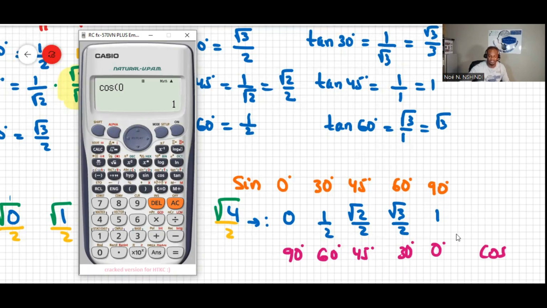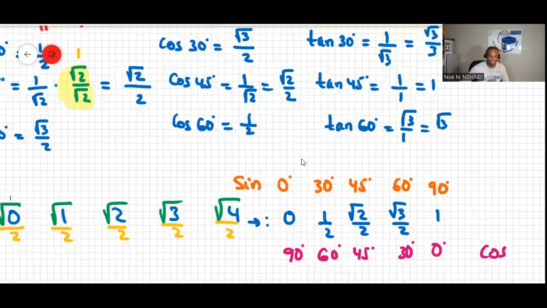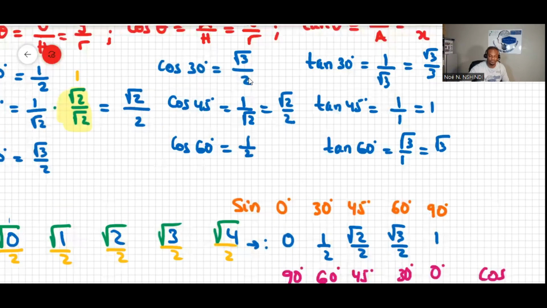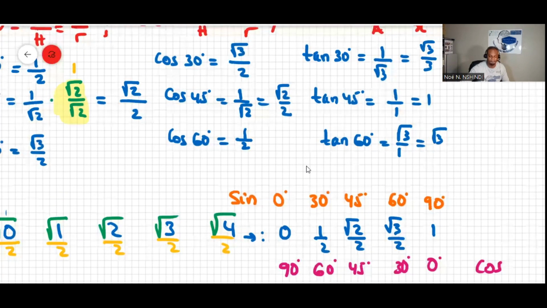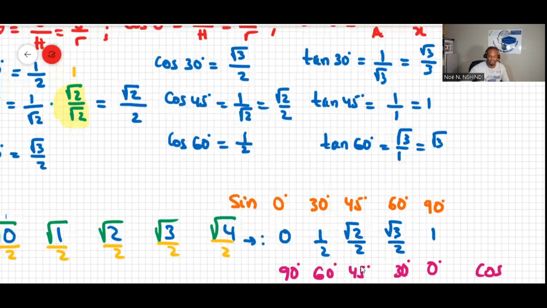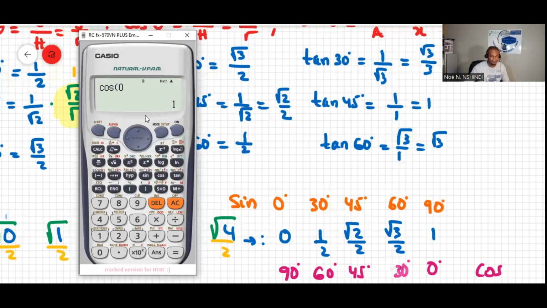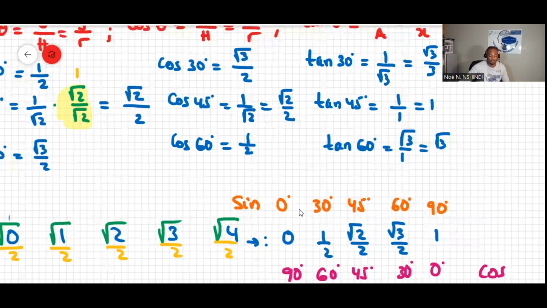And then cos of 30 degrees is root 3 over 2. You can check here, cos of 30 degrees is root 3 over 2. And then cos of 45 degrees is root 2 over 2. Cos of 60 degrees is a half. And cos of 90 degrees will be 0. We can check cos of 90 degrees there; it is equal to 0. So this is how we can get the special values for sine and cos.